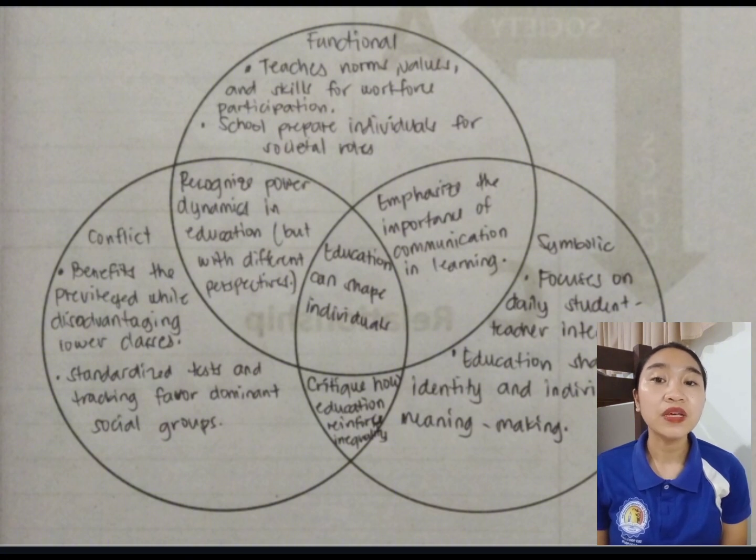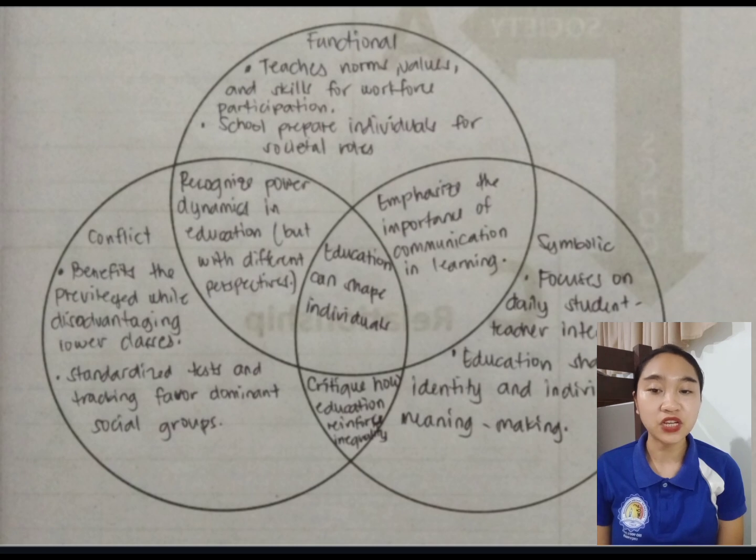Functionalism helps maintain social stability by preparing individuals for their roles in the society. Functionalists view that schools are necessary institutions that teach students the skills, values, and knowledge required for the workforce. They believe that education promotes social cohesion by instilling shared cultural values. For example, the school teaches discipline, hard work, and respect for authority. By that, students would become productive citizens.